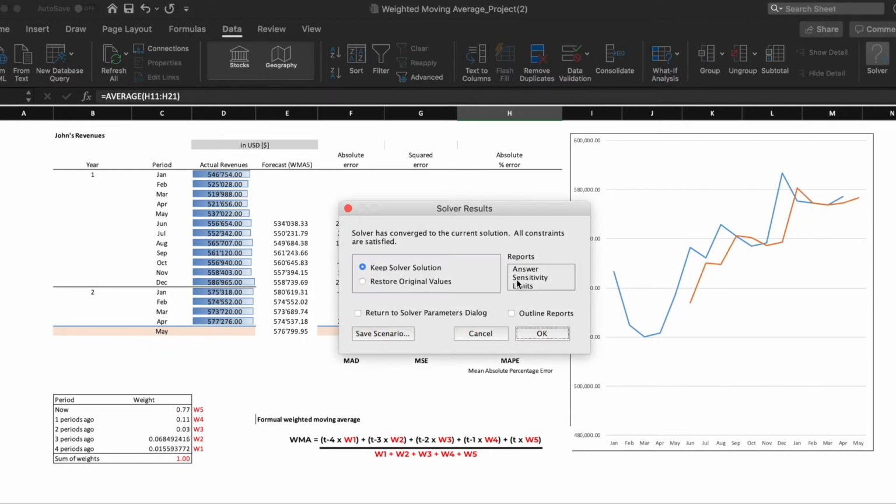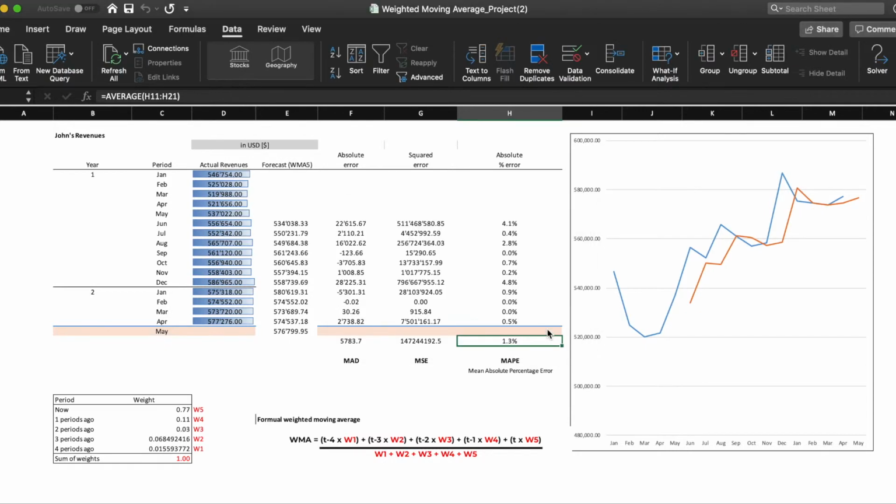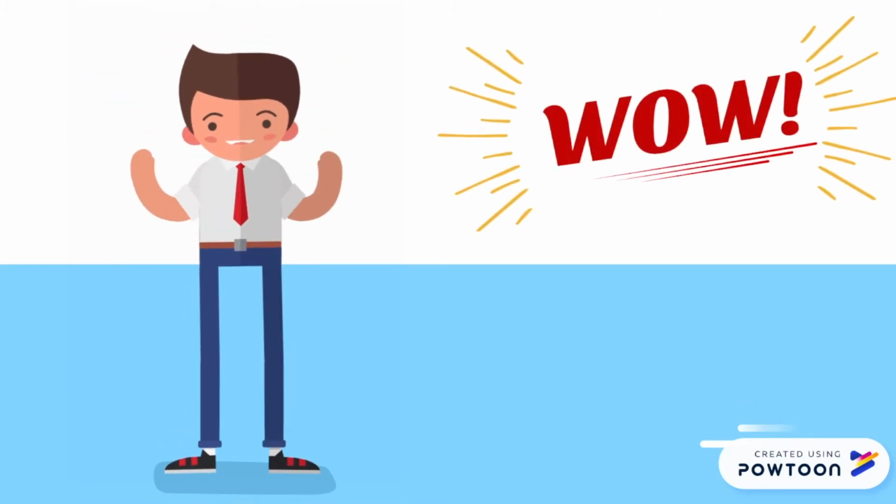This leads us thus to a MAPE of 1.3, which means a very low mean average percentage error. Hence, we predict revenues of 576,800 for the following month. So John, are you happy about these results?